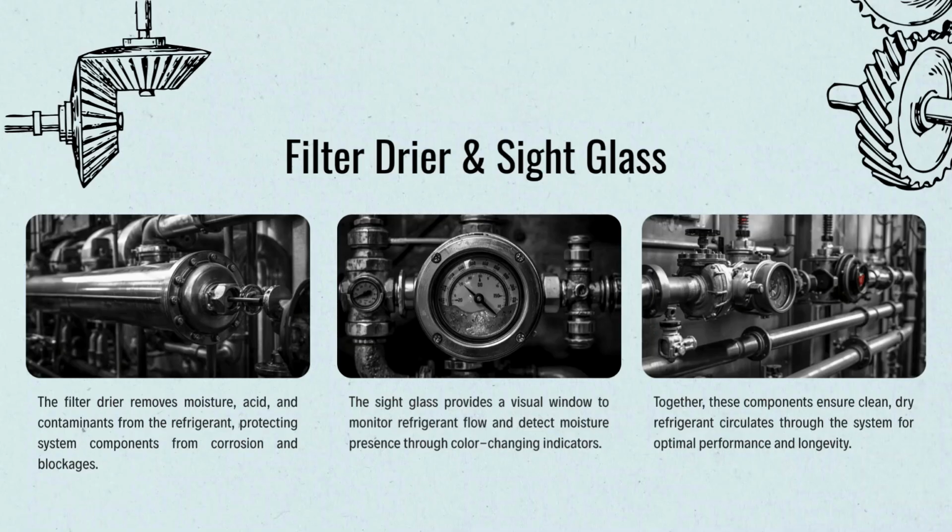Filter dryer and sight glass. The filter dryer removes moisture, acid, and contaminants from the refrigerant, protecting system components from corrosion and blockages. The sight glass provides a visual window to monitor refrigerant flow and detect moisture presence through color-changing indicators. Together, these components ensure clean, dry refrigerant circulates through the system for optimal performance and longevity.